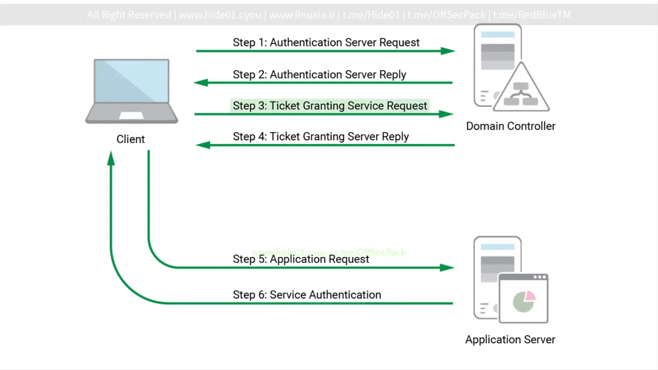This time, the client constructs a ticket granting service request packet that consists of the current user and a timestamp encrypted using the session key, the SPN of the resource, and the encrypted TGT. Next, the ticket granting service on the KDC receives the ticket granting service request, and if the SPN exists in the domain, the TGT is decrypted using the secret key known only to the KDC.